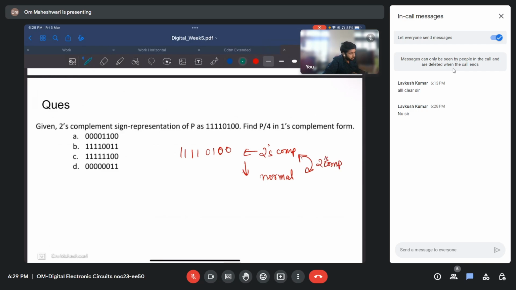And a shortcut to take 2's complement is start from right. If you encounter 0, just write it as it is: 0, 0, 1. As soon as you encounter the first one, invert all the digits towards your left side: 1, 0, 0, 0, 0. So this is the 2's complement of this.